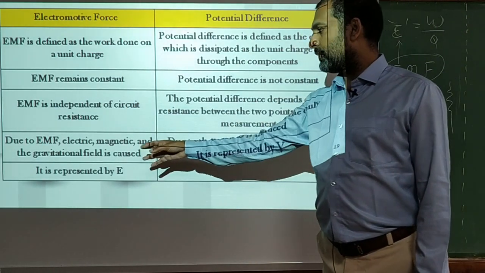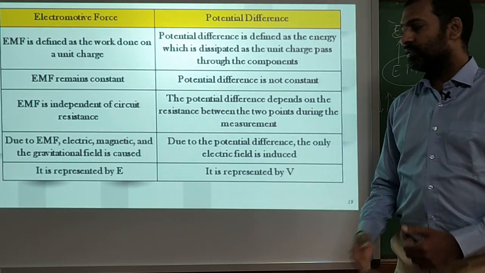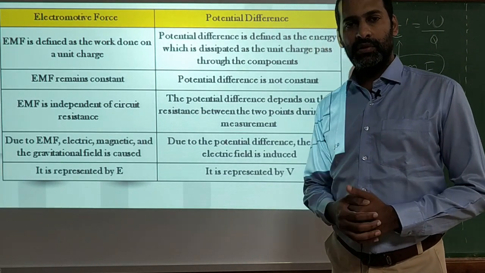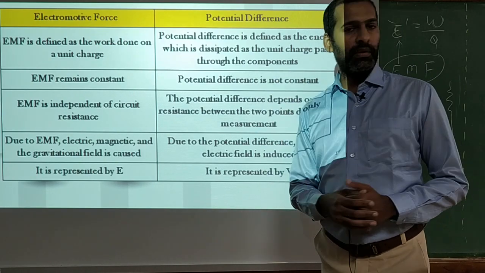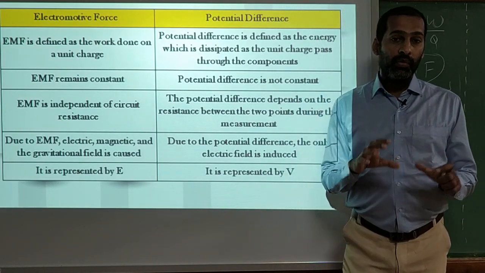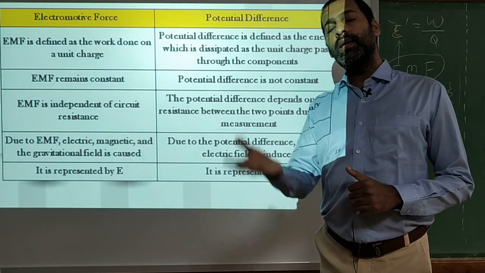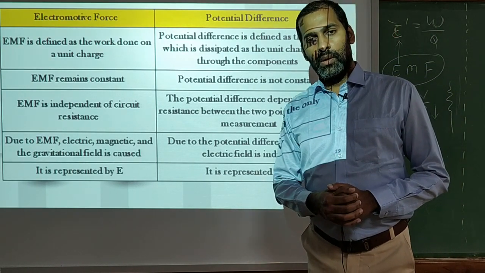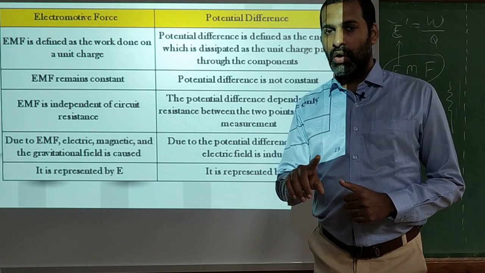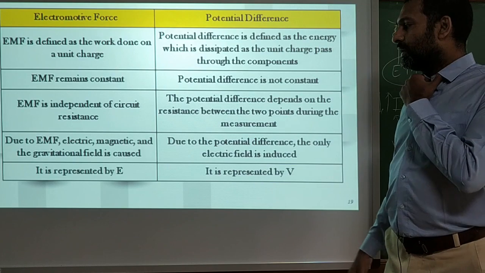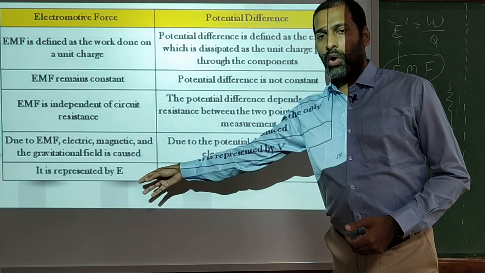Due to EMF, electric, magnetic and gravitational fields are caused. EMF is the larger force. It is a multidimensional force. We will see in the consecutive classes, when we get the reference, that electromotive force can generate even a magnetic field. But voltage can create only an electric field. And the direction of the electric field is always from positive to negative. EMF is represented by E or epsilon.